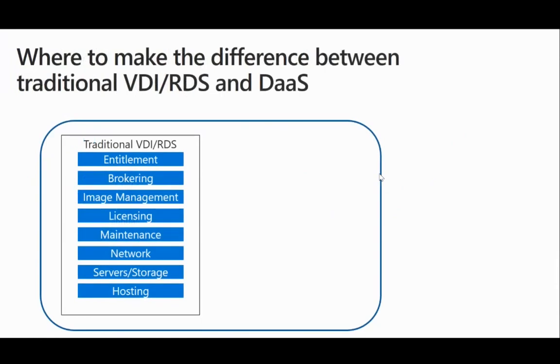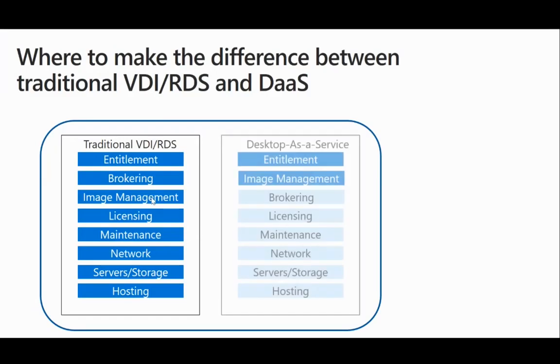So let's compare. Microsoft has its own Windows Virtual Desktop. Before Windows Virtual Desktop, Microsoft had RDS, Remote Desktop Service. So how is RDS different from Windows Virtual Desktop? In traditional RDS, the hosting, the server, storage, network, maintenance, licensing, image management, brokering, and entitlement are all hosted by the customer. They get it, they use it, they manage it.